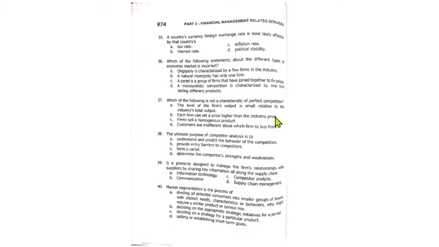So 37 is B. 38. The ultimate purpose of competitor analysis is to provide, understand, and predict the behavior of competition. 38 is A. Madali lang yan. Hindi ka naman nag-a-analyze ng competitor para mag-form ng cartel because this is illegal. Determination of the strengths and weaknesses, this is a factor in item A. So the more appropriate answer is A. 39. It is primarily designed to manage the firm's relationships with suppliers by sharing key info along the supply chain. Alin dyan? D, supply chain management.